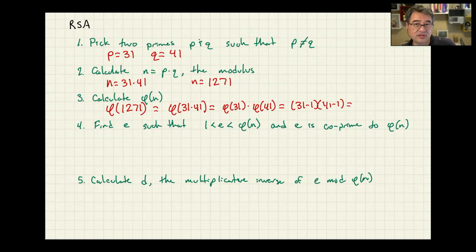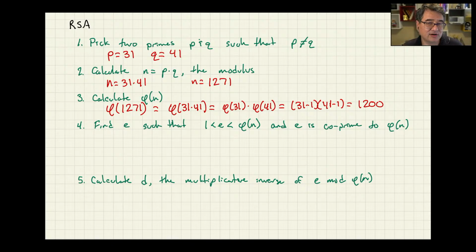So we get 30 times 40, which is 1,200. Let me just double check my math and make sure I got that right. Yes, 1,200 is the totient of 1,271.